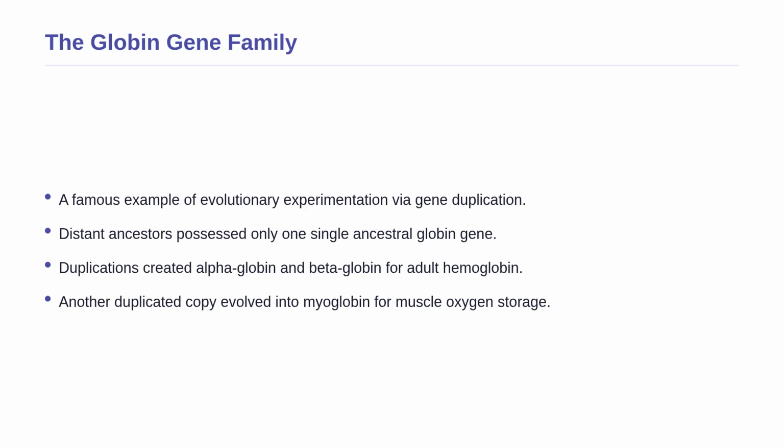Some became alpha globin and beta globin, which work together in our red blood cells. Another copy evolved into myoglobin, which stores oxygen specifically in muscle tissue. By reading these molecular sequences, we can trace complex modern traits back to simple beginnings.